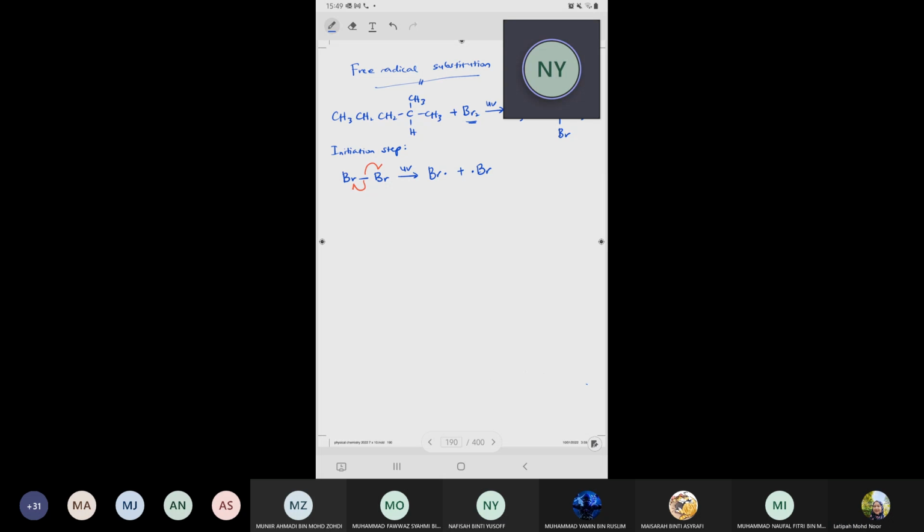Yes. Okay, what is the second step ni? Propagation step. Yes, propagation step. Okay, so ini adalah satu-satunya reaction yang kita wajib tulis dia punya nama step. Okay, reaction mechanism yang lain tak wajib tulis nama dia punya step. Okay, propagation step, what we do, we write the structure of alkene. Kita lukis balik alkene kita. Panjanglah alkene ni sekarang ni.